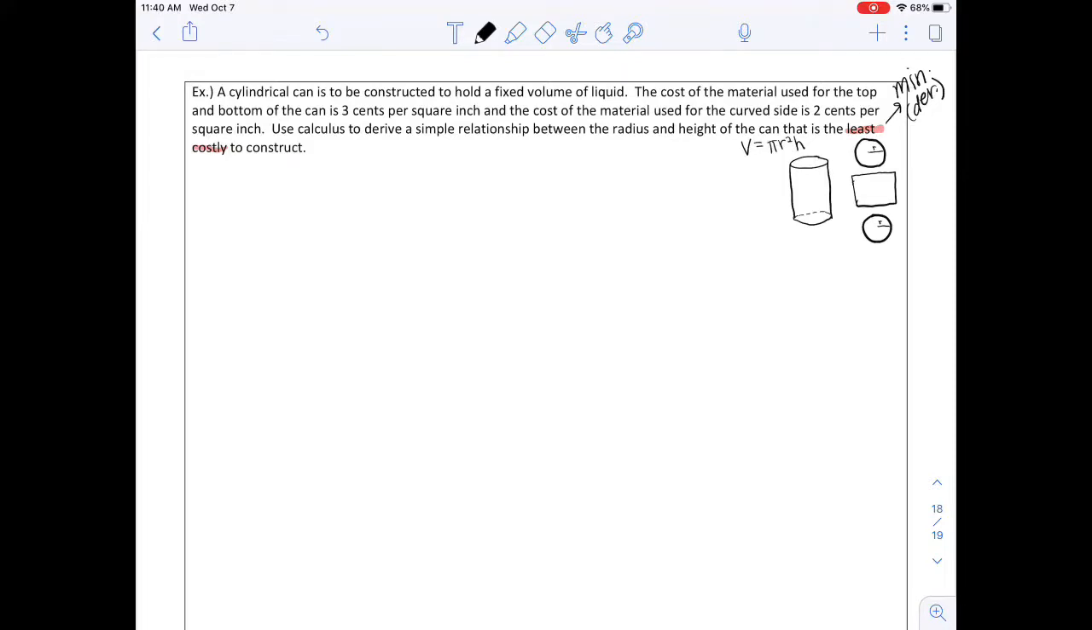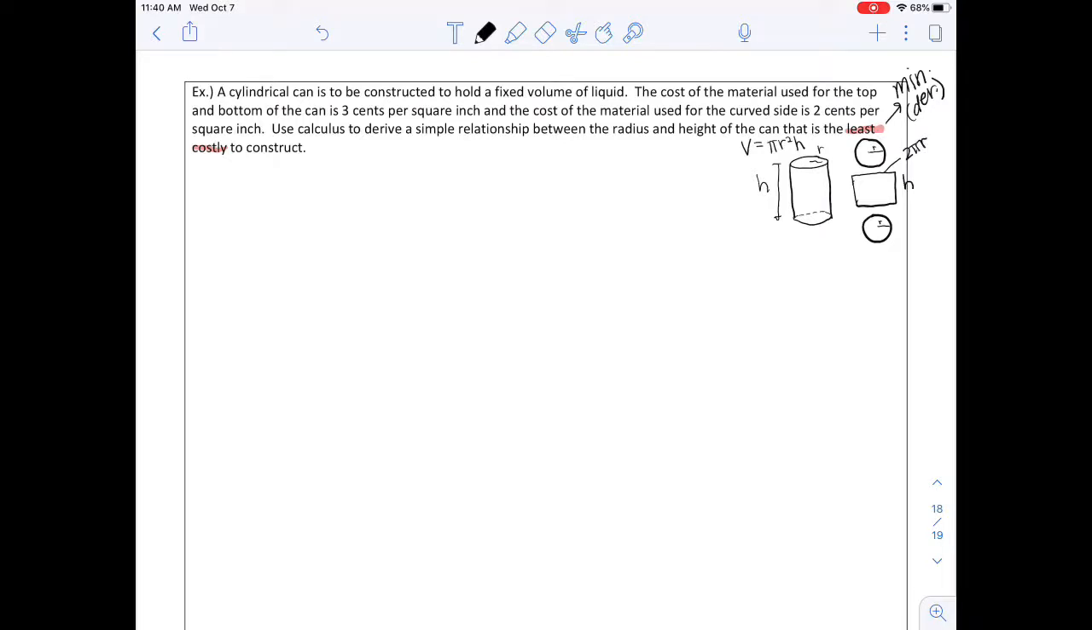And so volume is equal to pi r squared h, where r is the radius, and h is going to be the height. And so if you look at the top and the bottom of the can, they are going to be circles. And then if you were to stretch out the middle part that wraps around the can, it's going to have a height, h, and that length around there would be the circumference, which is going to be 2 pi r.